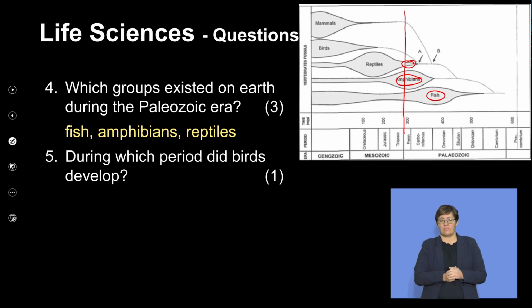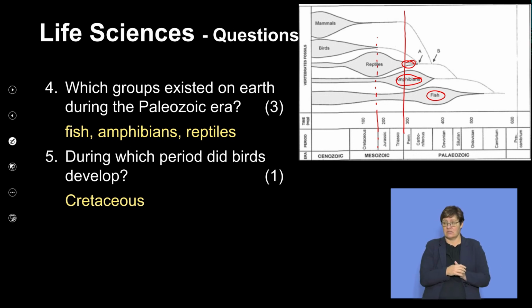Then, if we have a look, birds are the ones that have been around for the least amount of time. That shows when birds developed. So birds developed sometime in the middle of the Mesozoic era, at the beginning of the Cretaceous period. And scientists actually think birds evolved from ancestors which were like dinosaurs.